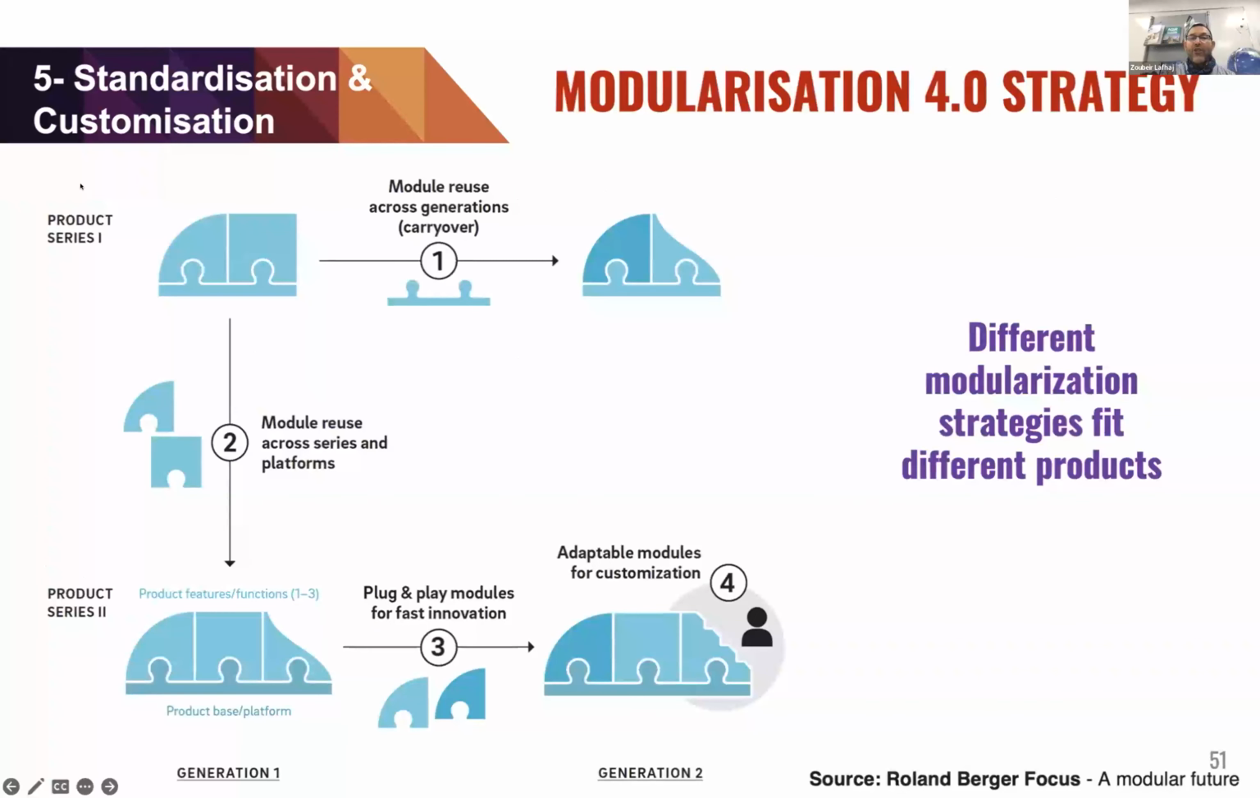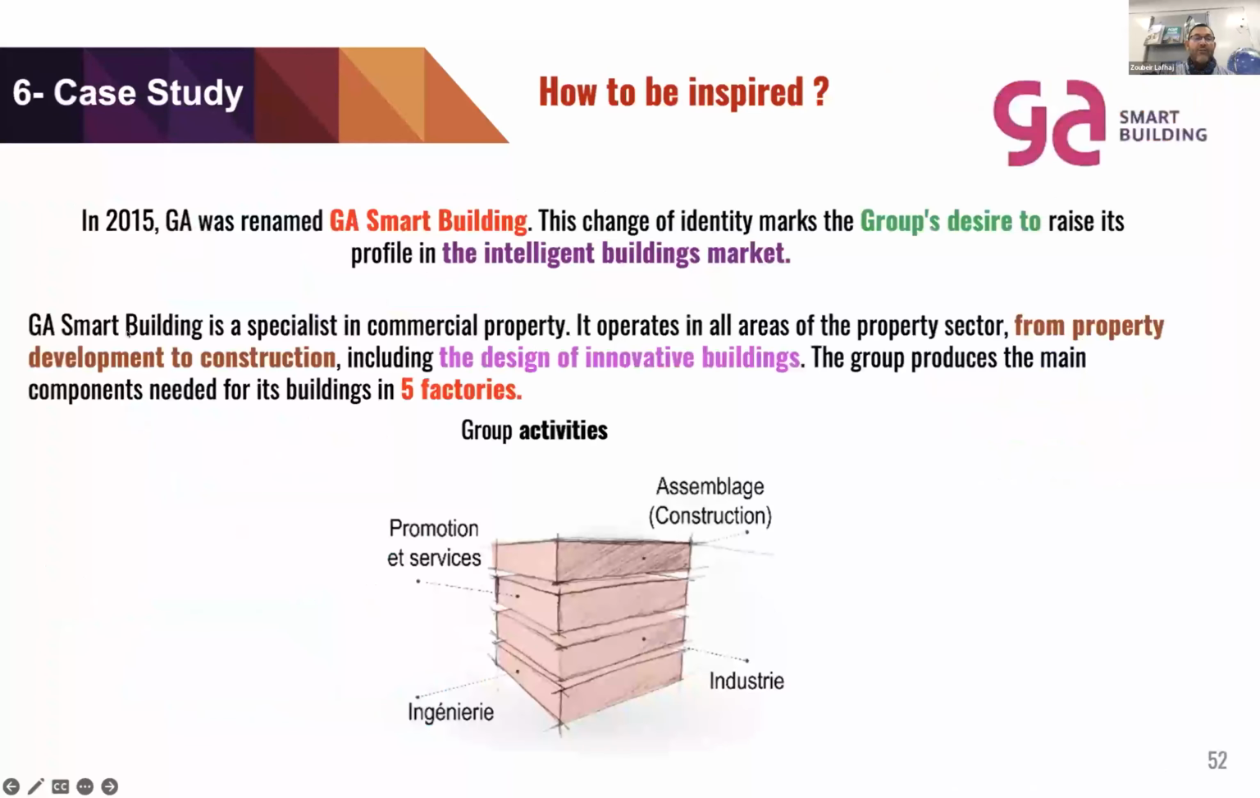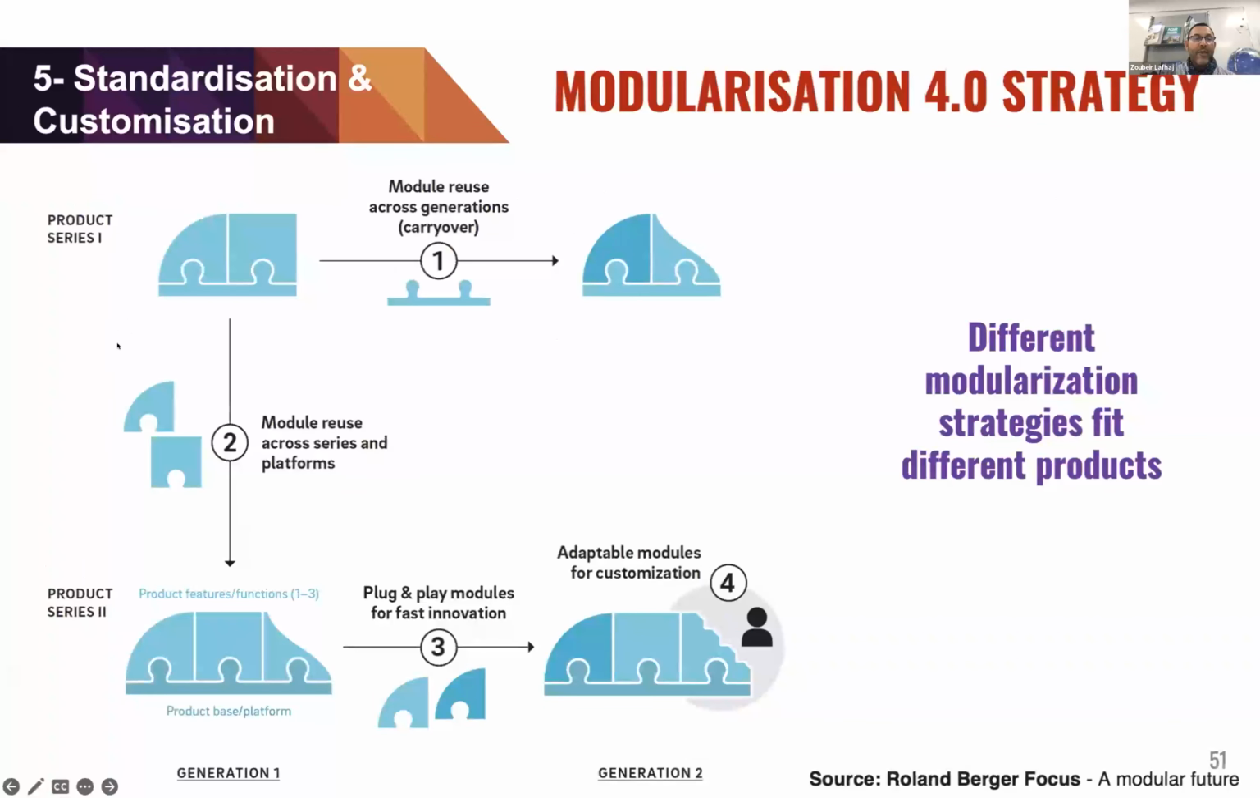Let's see now the modularization 4.0 strategy. The first thing is modules reuse across generations and product series, modules reuse across series and platforms, plug and play modules for fast innovation, and adaptable modules for customization. Different modularization strategies fit different products, and there is a lot of good work that has been done, and we can be inspired by that.